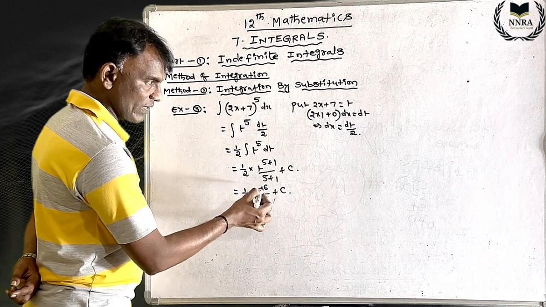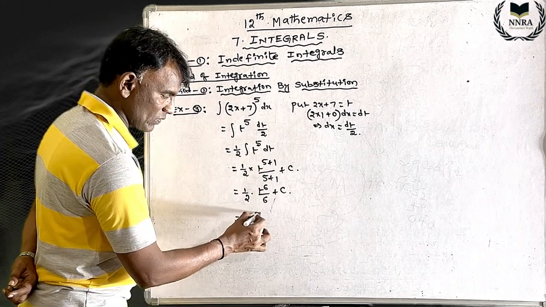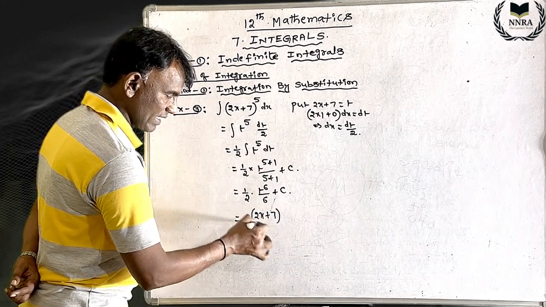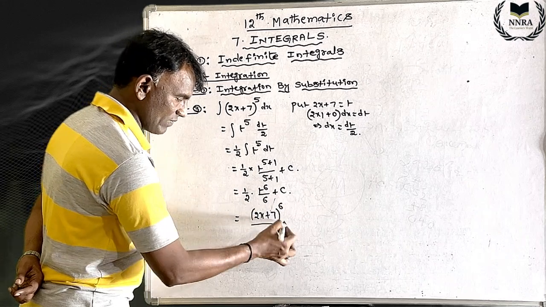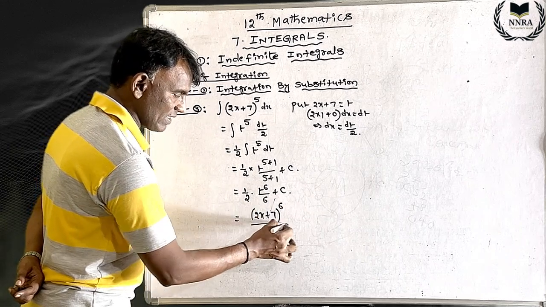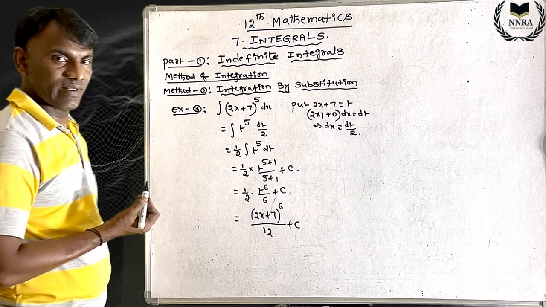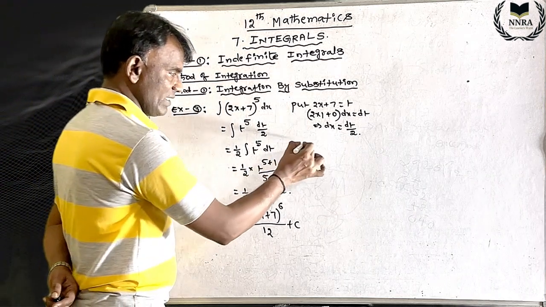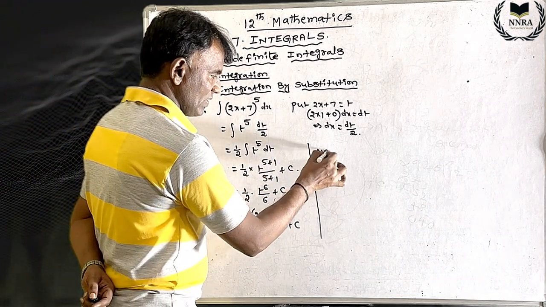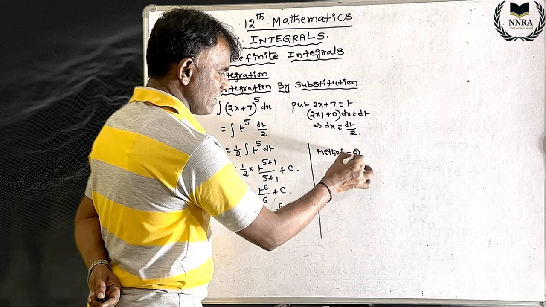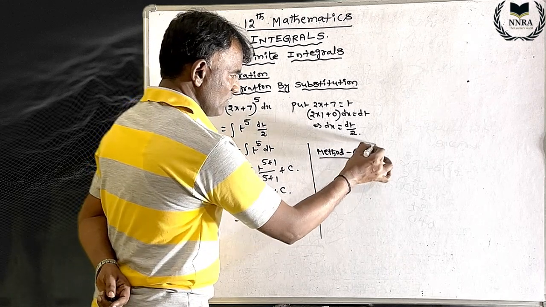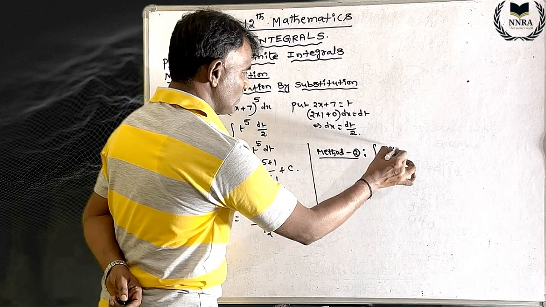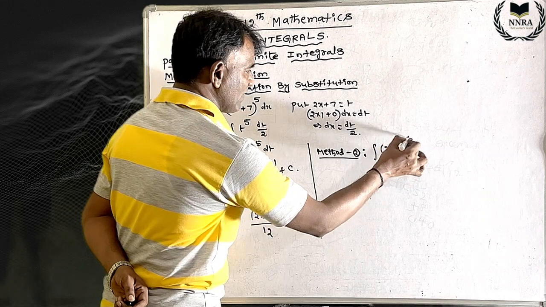Now t power 6 means what is the value of t? 2x plus 7, then whole power 6 divided by 2 into 6 is 12, then constant c. And for the same value, so this is the shortcut method. It's very simple. Now what is the given value here? 2x plus 7 whole power 5 into dx.